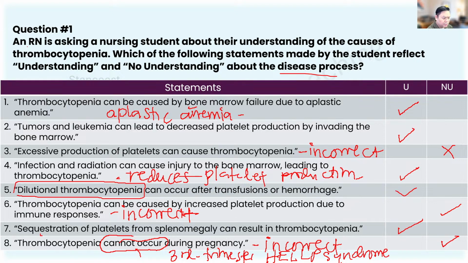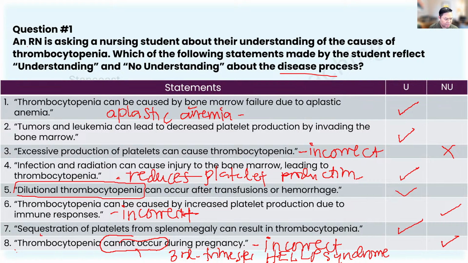Adiola, number 8. Yeah, he had a question. Adiola was asking about item number 8 in question number 1. So the statement there said, thrombocytopenia cannot occur during pregnancy. I believe this is your question about number 8, right?